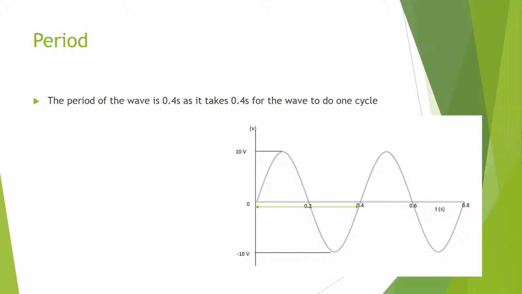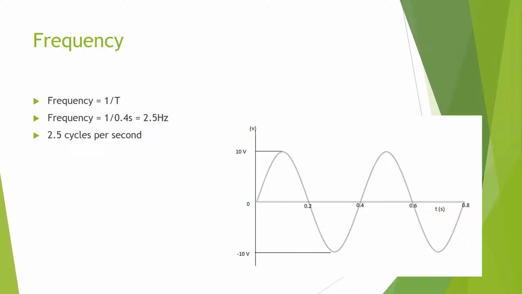The period of the wave is 0.4 seconds, as you can see from the diagram, that it takes 0.4 seconds to complete one full cycle. And then the frequency can also be measured further on, because frequency equals 1 on period, and we just measured the period to be 0.4 seconds. If you put that in the calculator, you get 2.5 hertz, which means there are 2.5 cycles per second.